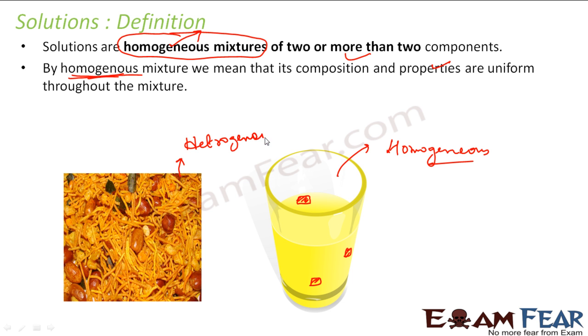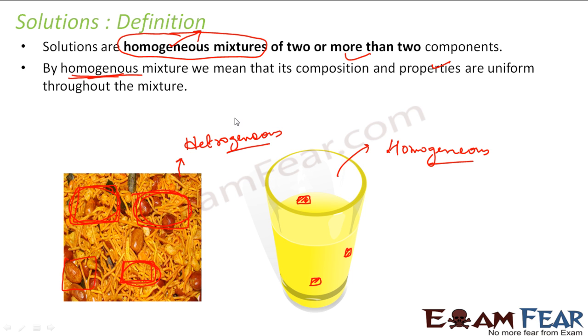In case of heterogeneous, the components are not uniform. For example, if I take some amount of mixture from here, I may get one badam and some bhujiyas. If I take the same amount of mixture from here, I may not get badam, I'll get something different. If I take it from this area, I may get 3 badam. So heterogeneous is something where the composition and properties are not uniform throughout the mixture. That is the difference between homogeneous and heterogeneous.